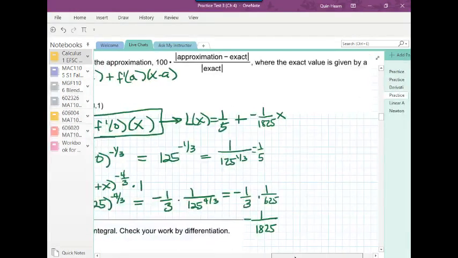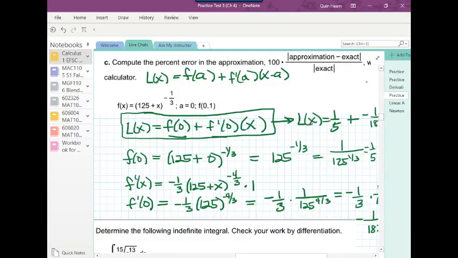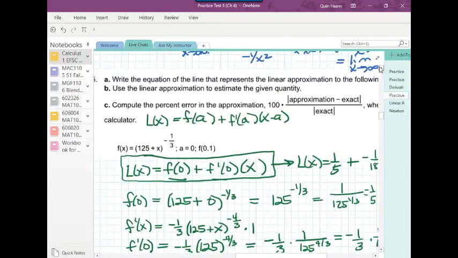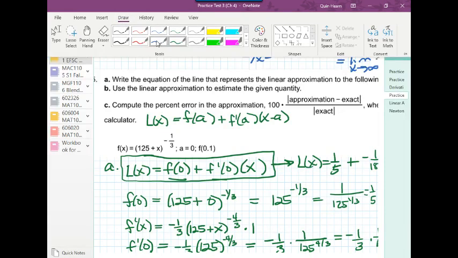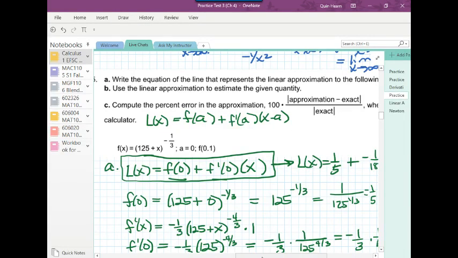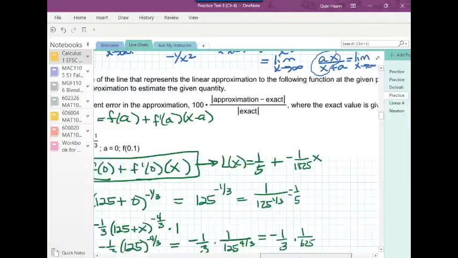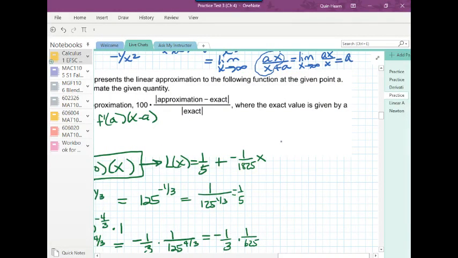Okay, so we're going to have negative 1/3 times 1 over 625. So let's bring up a calculator here. We have 625 times 3. It's going to be 1825. So that's going to be negative 1 over 1825.